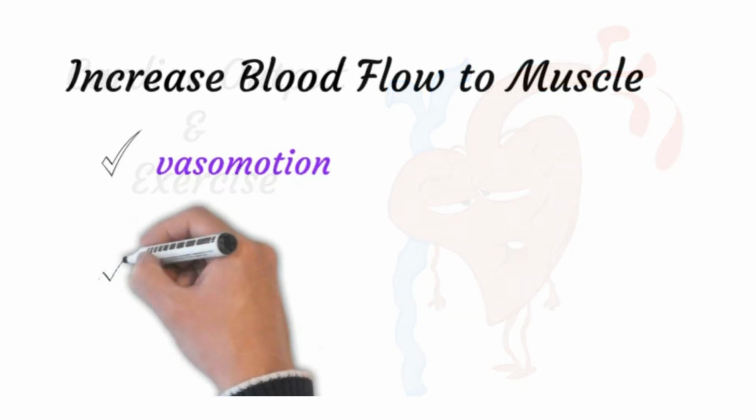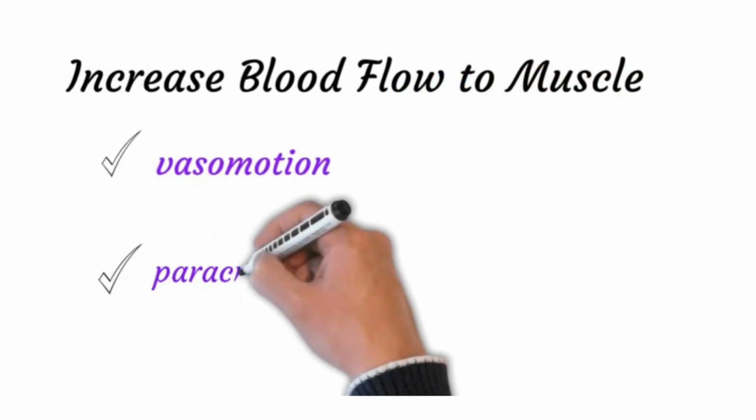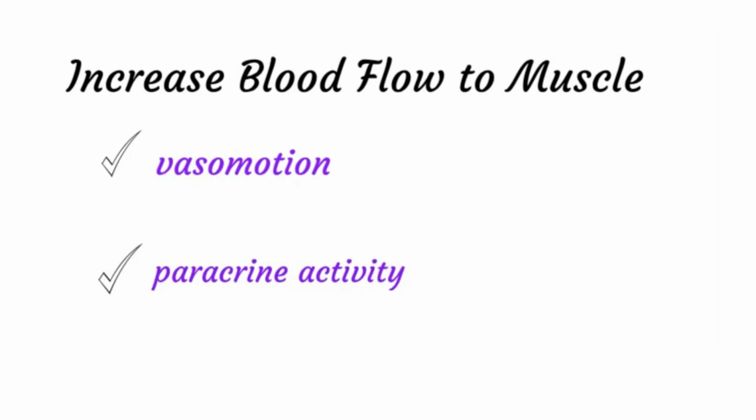Okay, let's talk about increased blood flow to the muscles during exercise. So I have vasomotion up here, and there's two aspects to vasomotion: vasoconstriction and vasodilation. During exercise, arterioles going to skeletal muscles vasodilate, whereas arterioles going to most other tissues in the body, not including the brain or the heart, are going to vasoconstrict to allow more blood flow to the skeletal muscle.